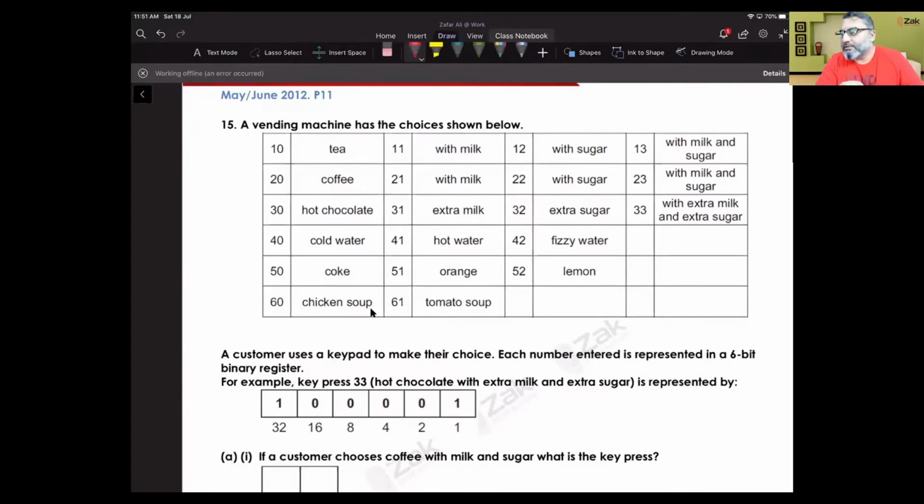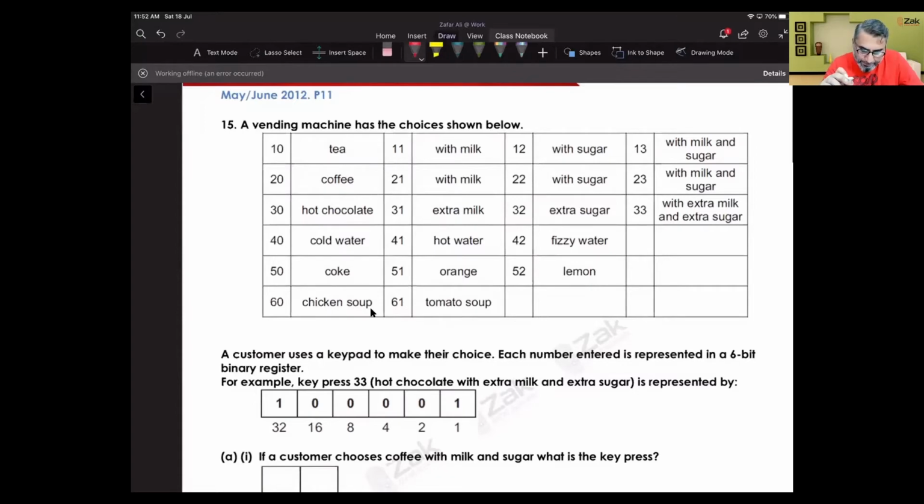If you press 10 you will get tea. If you press 11 you will get tea with milk. If you press 12 you will get tea with sugar, and if you press 13 you will get tea with milk and sugar. Similarly, same with coffee, same with hot chocolate, same with cold water, hot water, fizzy water. 50 is Coke, orange, lemon.